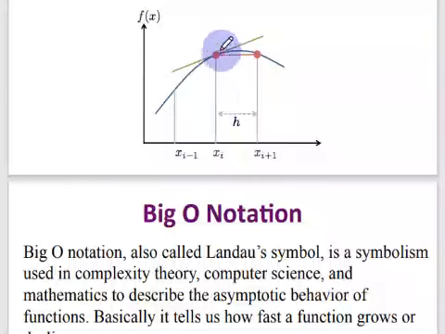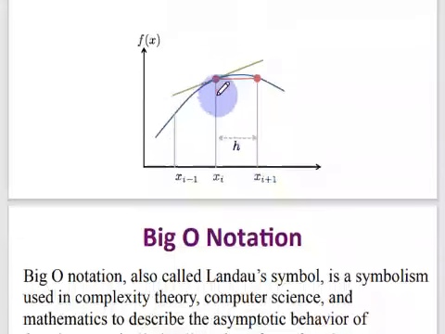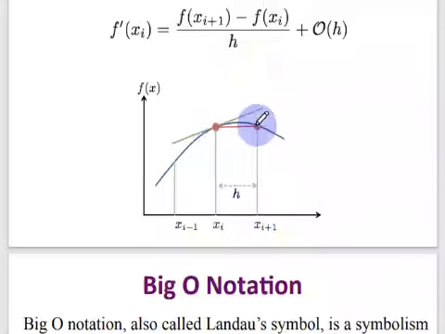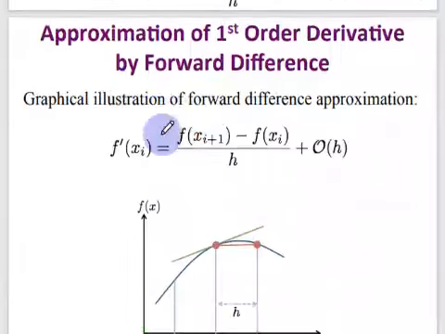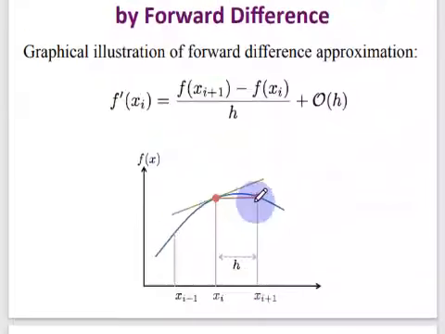right? Then you use a point in front of xi. So xi plus 1 is a point in front of xi. Then if you join these two points, you get a secant line. So the slope of the secant line would be your forward difference approximation to this line here, this tangent to the curve at xi, right?